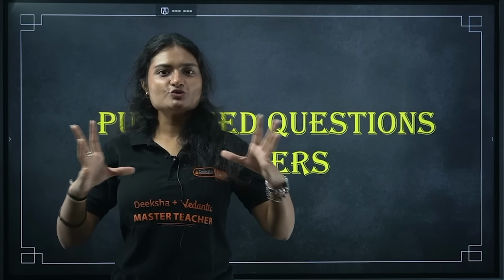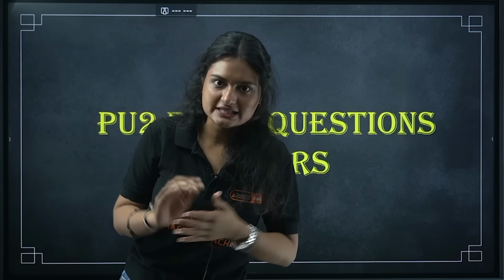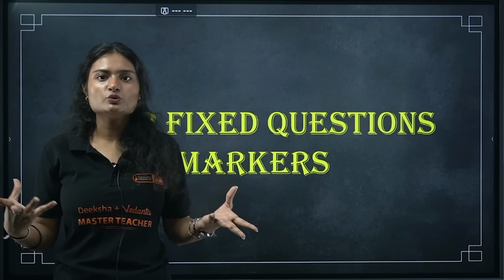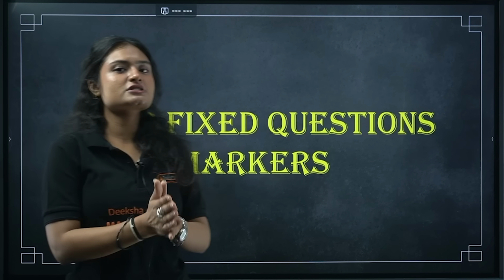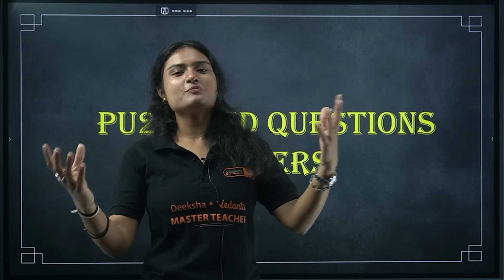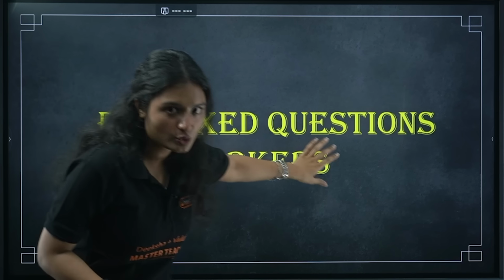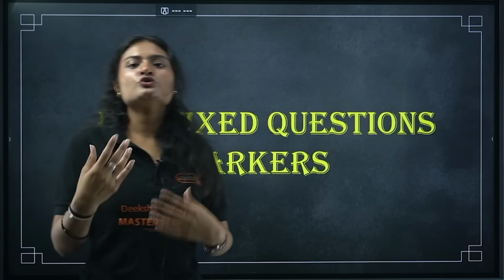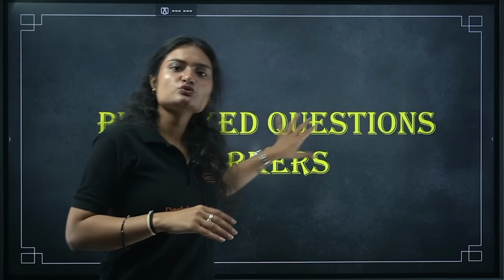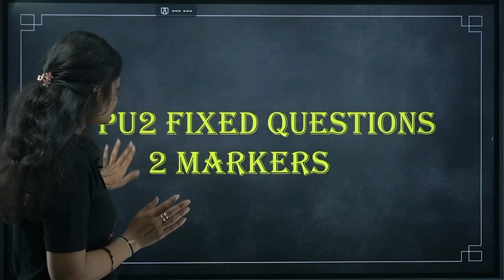Today I am going to walk you through the PU2 fixed questions for 2 marks. Yes, we have made a video about 3 marker questions, go check it out, it's in the description. And for the 2 marker questions, how can we skip them? They are very important. Every year you get these 2 marker questions. They are the fixed questions, they come straight away in your exams. Even if you are not prepared and you don't know what kind of questions you have to do, just do these 2 marker questions, you are going to see them in your exams. So what are those questions?